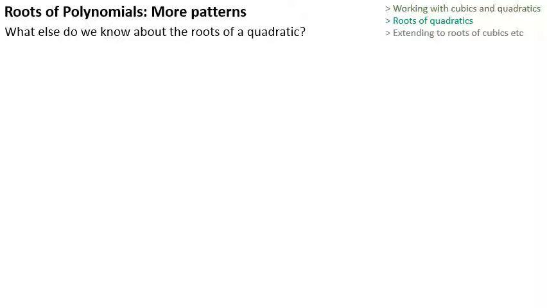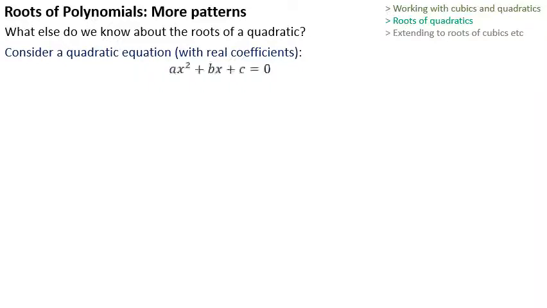Now we're going to look at a few more patterns we can see. Is there anything else we can say for sure about the roots of a quadratic, even if we're talking in the general case where we don't have particular information about exactly what the roots are? So let's start by thinking about a general quadratic equation, again with real coefficients. We always stick with real coefficients during this topic. You can work with quadratics that have complex coefficients, but some of what we're about to say doesn't apply when the coefficients are complex numbers. So we're talking about quadratics where a, b, and c are all real.